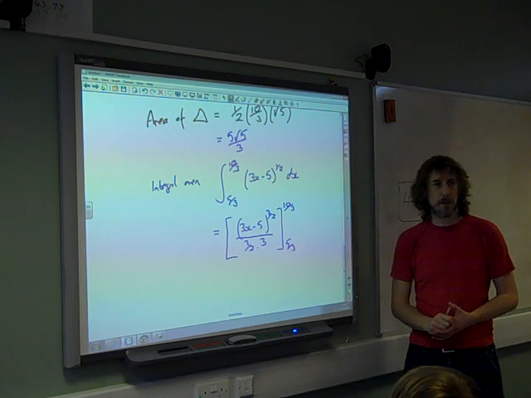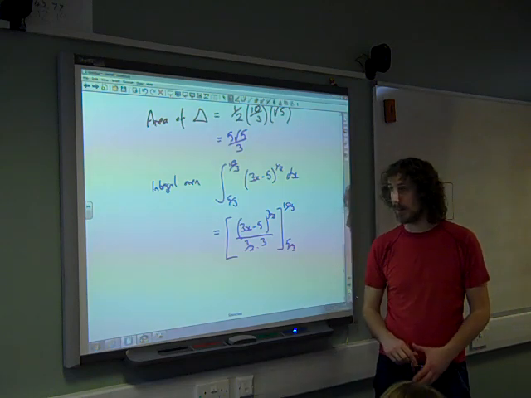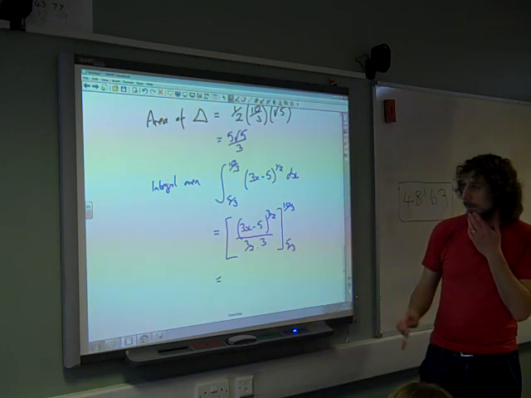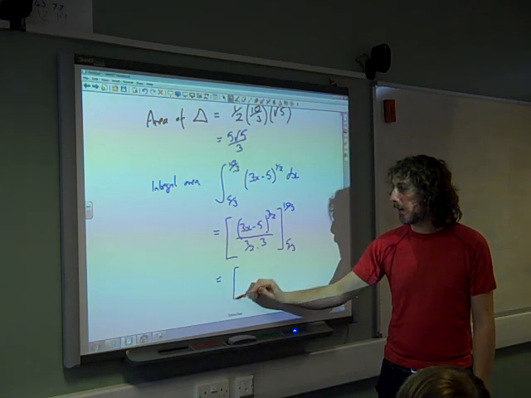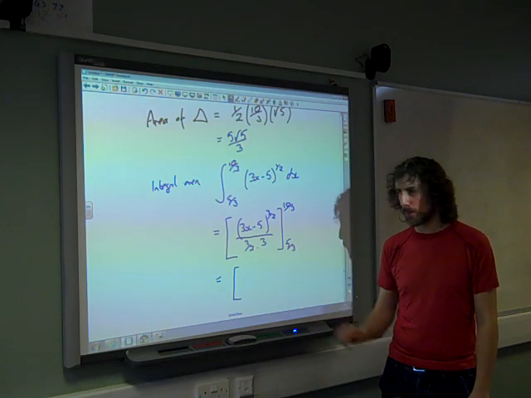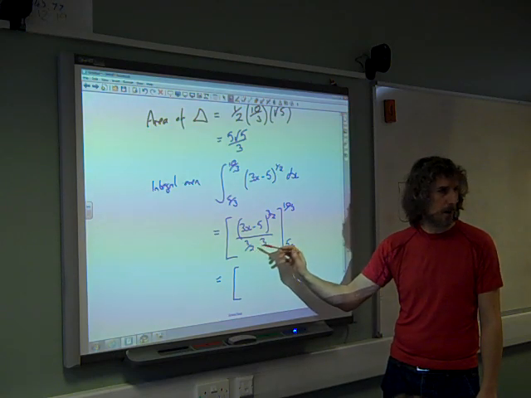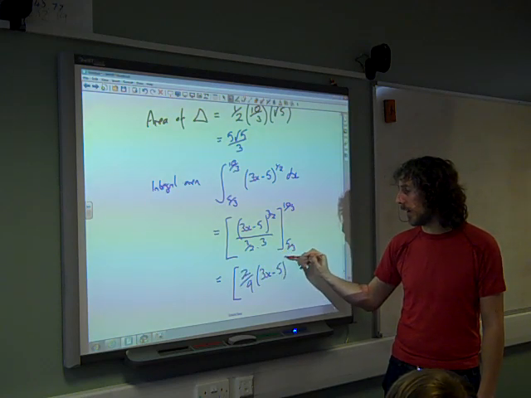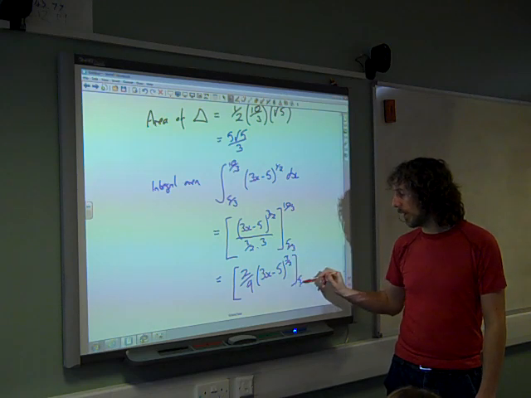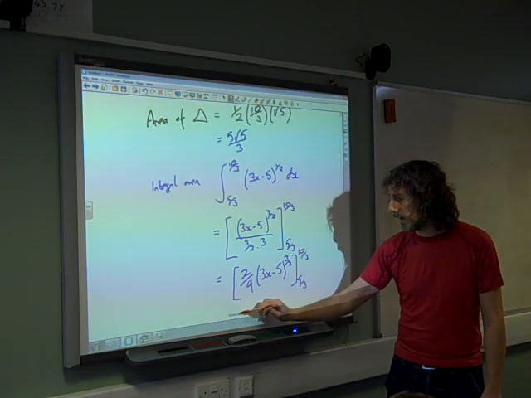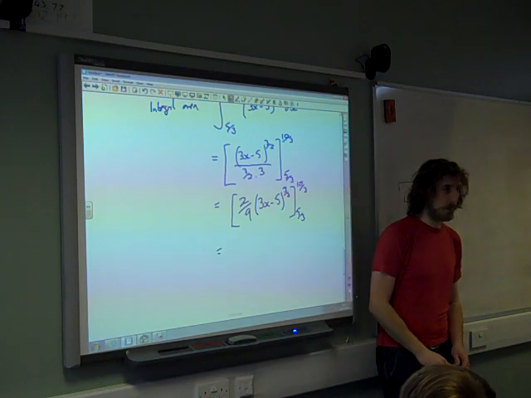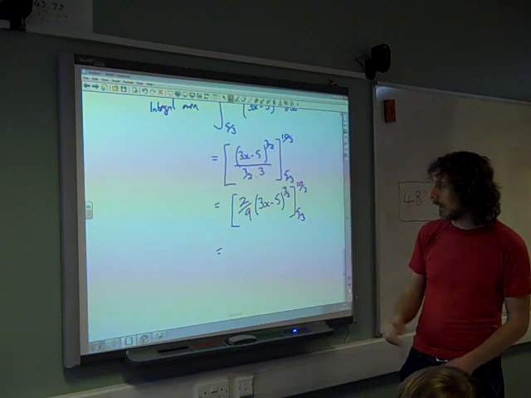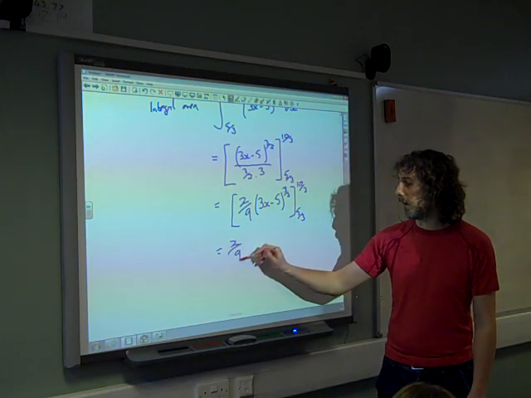It's a little bit complicated, but we've done all the Core 4 integration. This is nothing compared to some of the Core 4 stuff. So I'm going to tidy this up slightly. What's this 9 over 2 down here? We're divided by 9 over 2, so that's 2/9 of 3x minus 5 to the 3 over 2, between 5 over 3 and 10 over 3. Now, our calculator will give us an exact answer for this, so we're just going to carefully type things in.